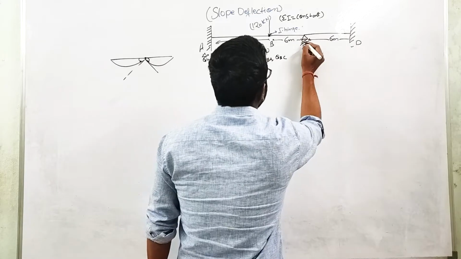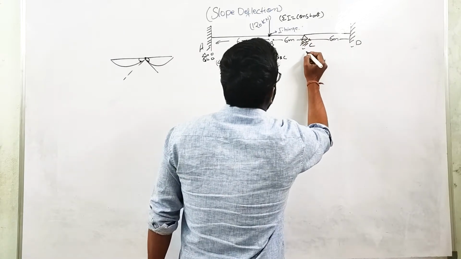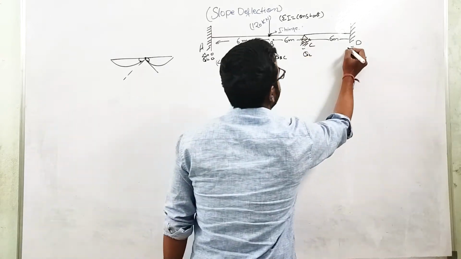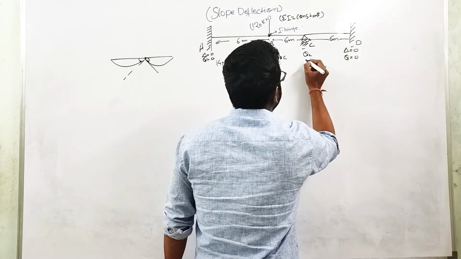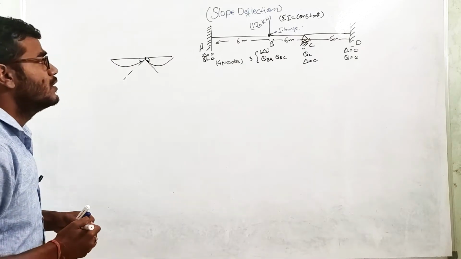Now let us come to this intermediate hinge support, or intermediate roller support. At this point I will have only theta C. Again, at this point delta is 0 and theta is 0 because this is a fixed support. Here delta equals 0. So this is the case.